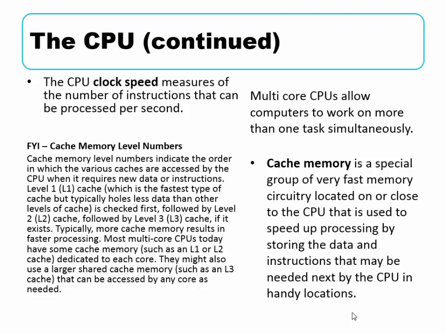All right, cache memory is a special group of very fast memory circuitry located on or close to the CPU that is used to speed up processing by storing data and instructions that may be needed next by the CPU in handy locations. When cache memory is full and the CPU calls for additional data or a new instruction, the system overwrites as much data in cache memory as is needed to make room for the new data and instructions. This allows data and instructions that are most likely still needed to remain in cache memory.